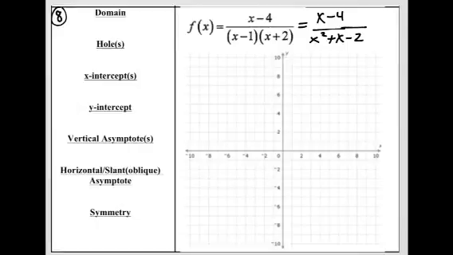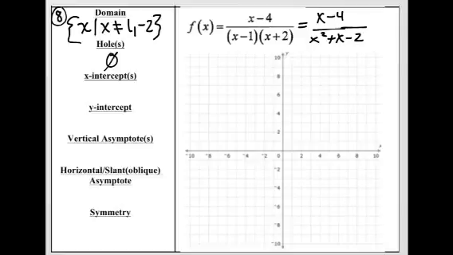Okay, so the domain: all x such that x cannot equal 1 or negative 2, because those two values would make the denominator 0. No holes because there are no common factors. X-intercept, we look at the numerator. What makes it 0 is 4.